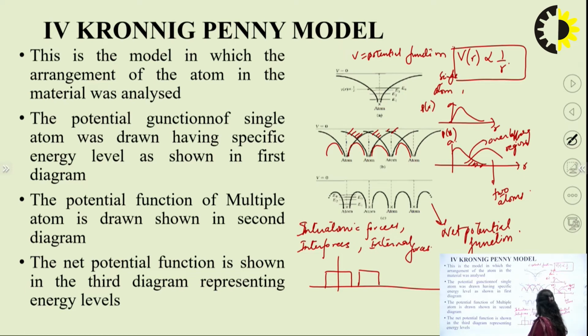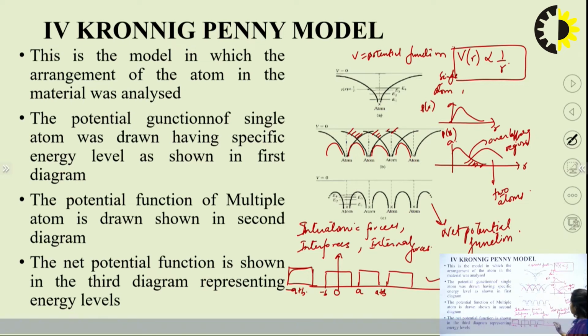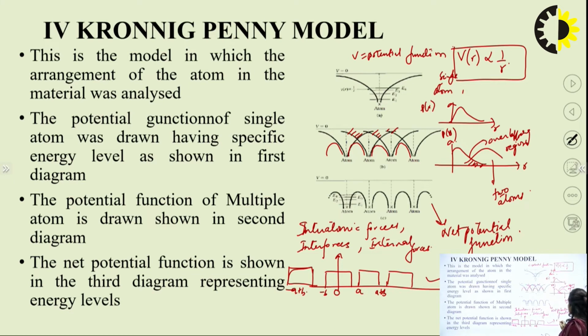We just reduce it to a rect type of function like this, and it has some values, that is 0, a plus b, and similarly minus b or minus a plus b. With this we can reduce it to a particular rect function, where the potential function is V(x) = V(x + a + b). So here we define for the Kronig Penney model V(x), which is V(x + a + b), the net potential function.